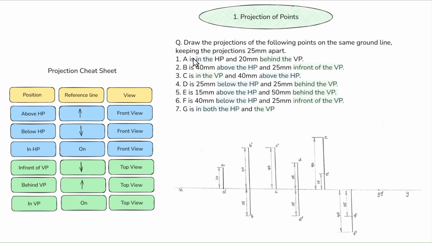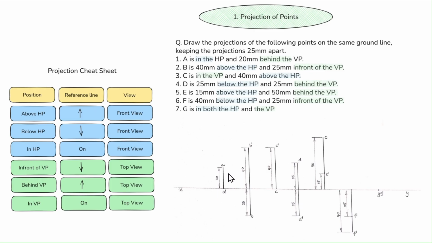So A is in the HP and 20 millimeters behind the VP. Now what does it mean? Behind the VP, what did I say? Behind, you left the exams behind. You're now happy, you're uplifted. So wherever you get the word behind the VP, your point will be above, the up arrow. So above that reference line. How much distance above? 20 millimeters. They will give some kind of length; sometimes they won't give it. So depending on the question, you have to draw the diagram.